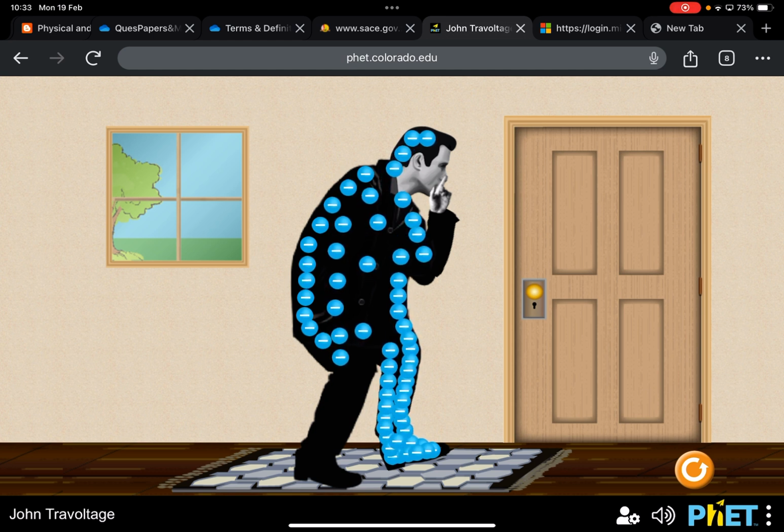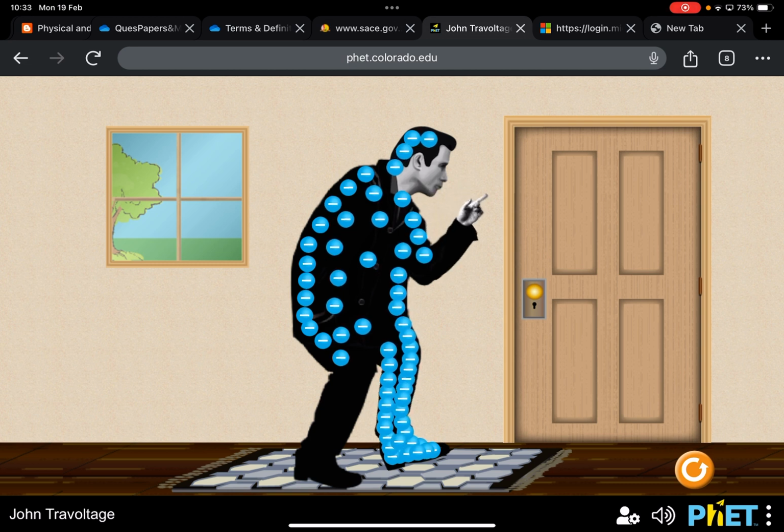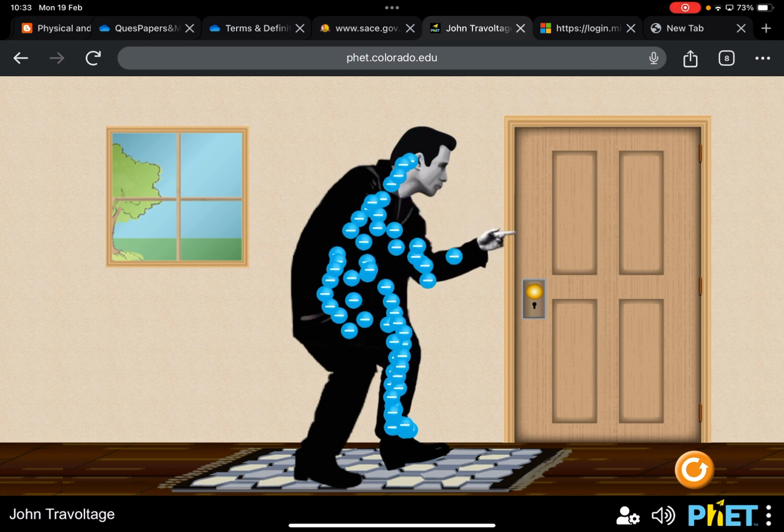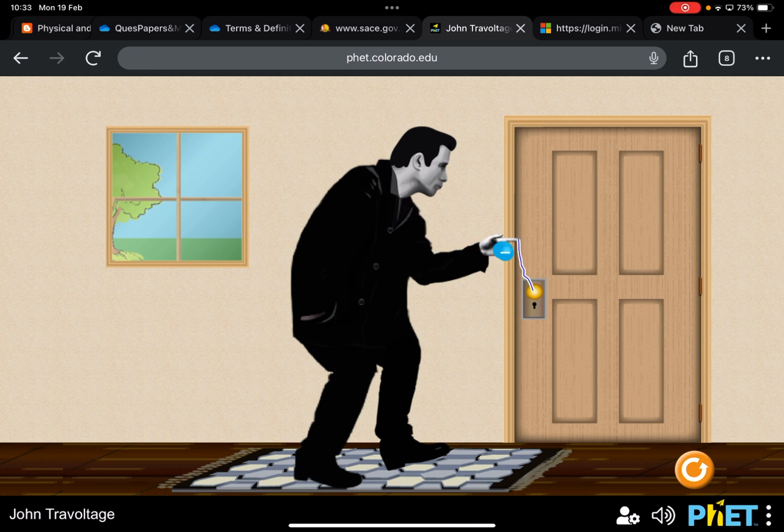And now when he's going to bring his hand close to the door handle, which is made out of metal, it would like to attract electrons. And then you see there is a discharge, and it shocks. Okay, why does it shock? Because the door handle is neutral, doesn't have a charge, and he is negative. So there are unlike charges. So it's not always positive and negative.